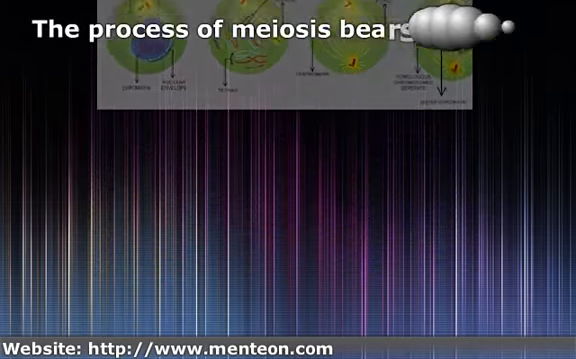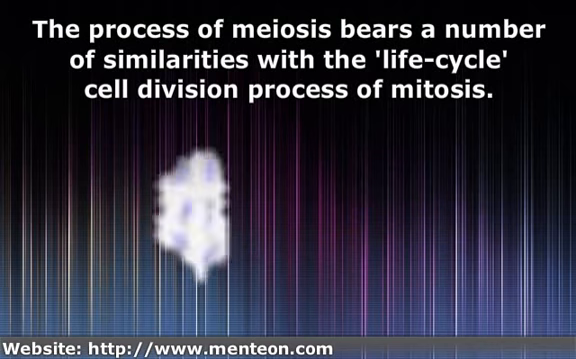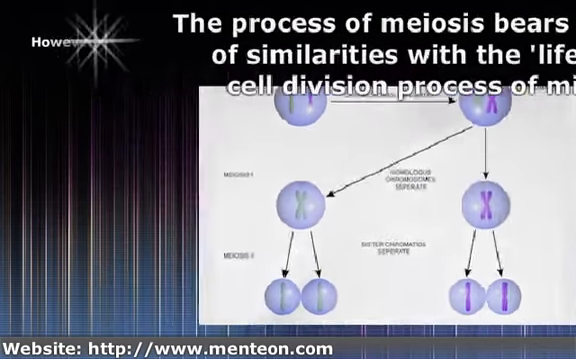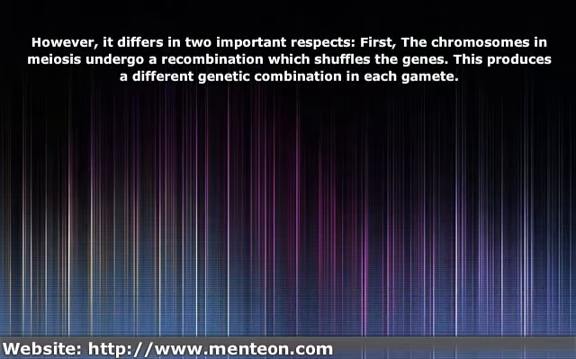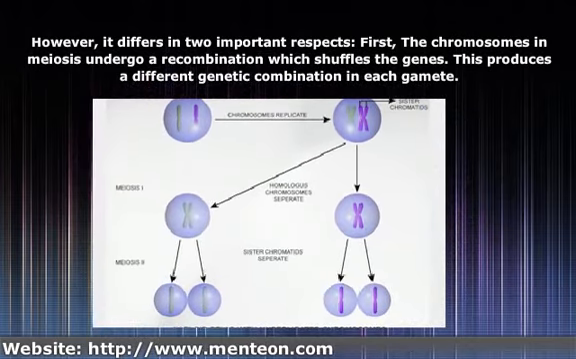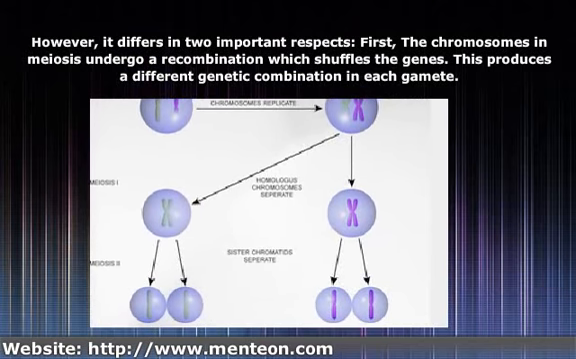The process of meiosis bears a number of similarities with the life cycle cell division process of mitosis. However, it differs in two important respects. First, the chromosomes in meiosis undergo a recombination which shuffles the genes. This produces a different genetic combination in each gamete.